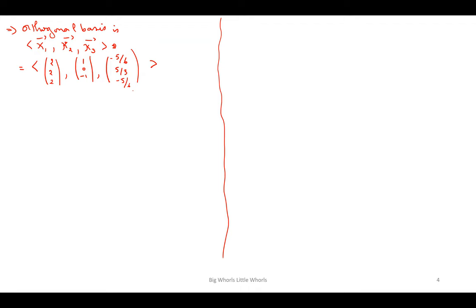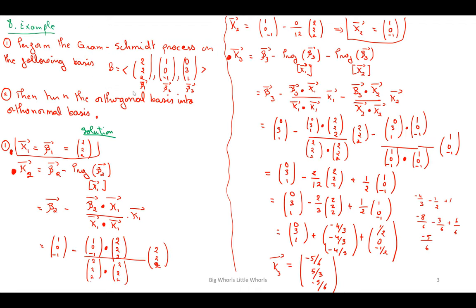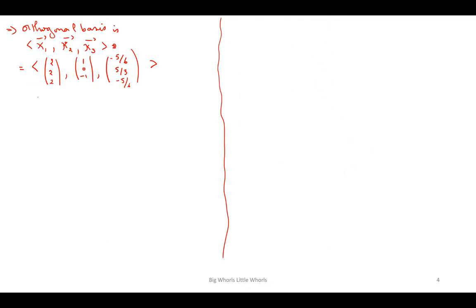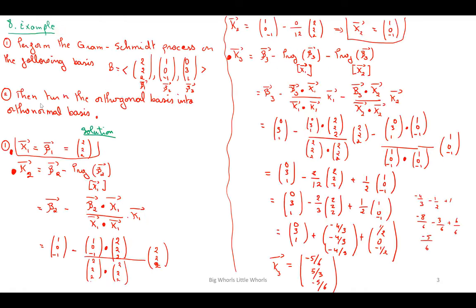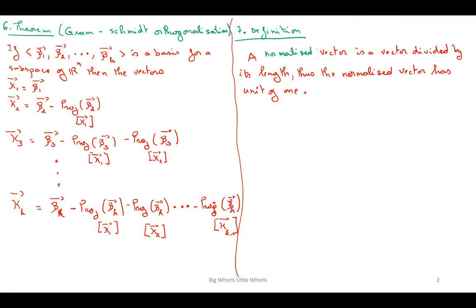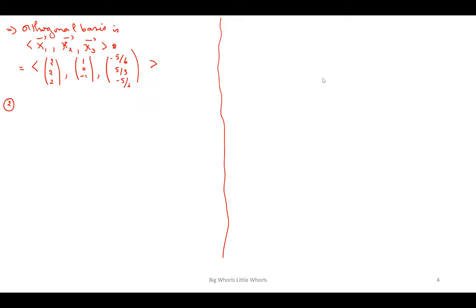So the next question was to turn that basis into an orthonormal basis. We have seen in the lecture that a normalized vector is a vector divided by its length. So what we are going to do is to find the length of each vector and divide that vector by that length, okay?